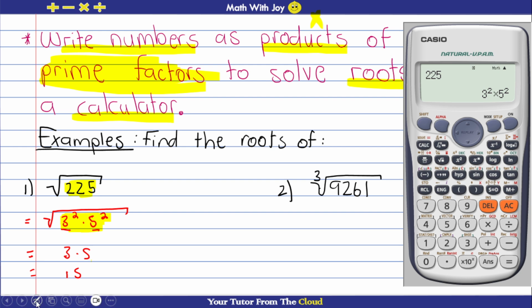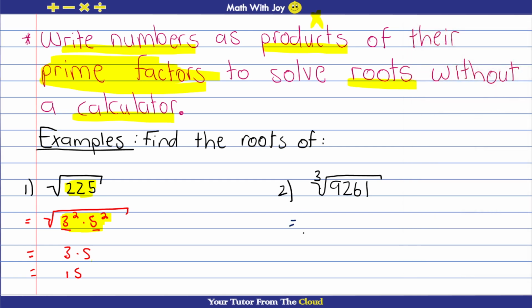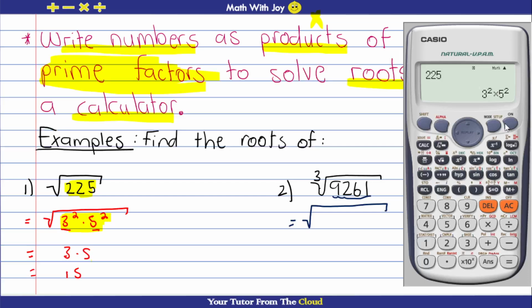Let's look at another example on the next slide. Here we definitely have the cube root that we're working with. This is equal to the cube root of, and we need to write this as a product of its prime factors. The best way to do that is to use our calculator. Let's type in 9261, then equals, then shift, and this gives us 3 to the power of 3 times 7 to the power of 3.